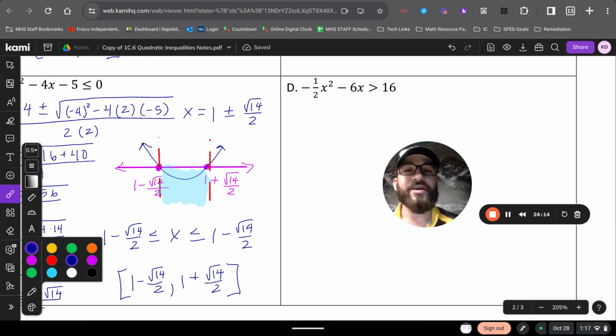Okay, once again, D, you're going to have to get everything onto one side. And the factoring on this one is a little bit challenging, but I think y'all can do it. Okay, so go ahead and pause me and see if you can do D on your own.